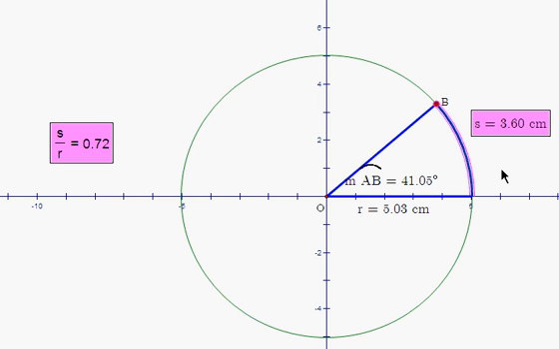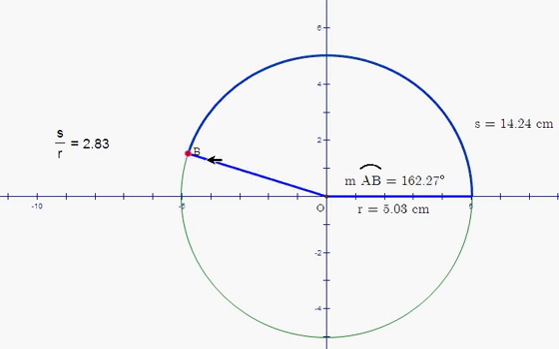Here the length of the arc is about 3.6 centimeters, the radius about 5.03 centimeters. When we divide those two, we get about 0.72 for the radian measure of the angle. In other words, this arc length is about 72% of the radius of the circle, or it would take about 72% of the length of the radius to wrap around this arc.